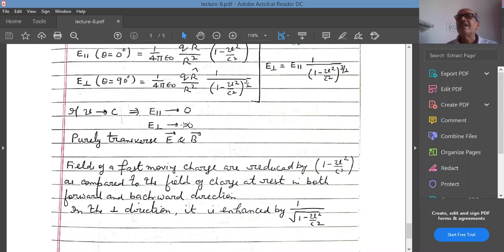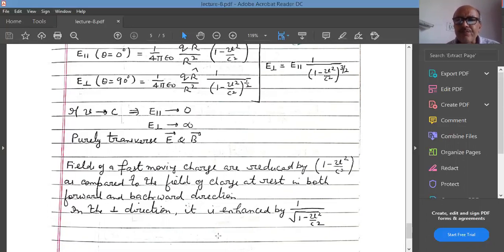And that factor plays a very important role in defining the electric field and the magnetic field. So please read it carefully and try to understand the behavior of the electric field and the magnetic field exhibited by a relativistic or fast moving particle, and how it changes drastically when the velocity approaches the velocity of light. So that is all.